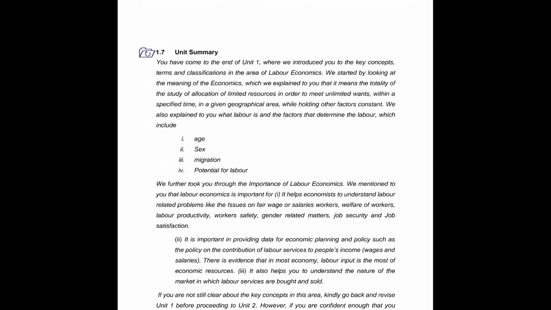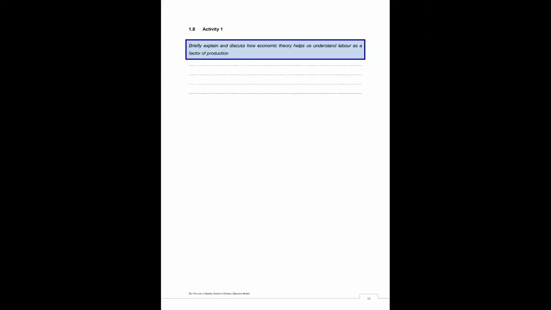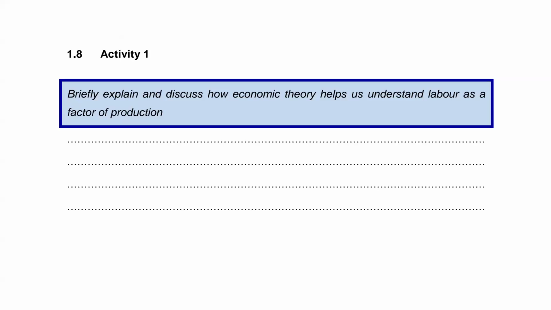Okay. So this time around, I call for any questions, if at all there are any. At your own time, you should have time to do this work. Please do this work very soon and submit your solutions here. I'll briefly explain and discuss how economic theory helps us to understand labor as a factor of production. You should have time to go through that, based on some concepts that we have just generally covered.